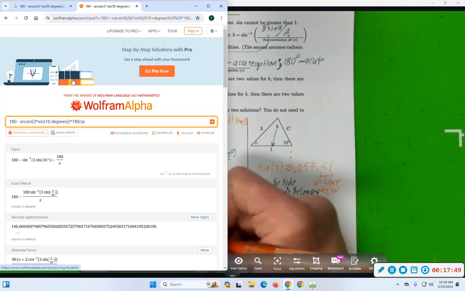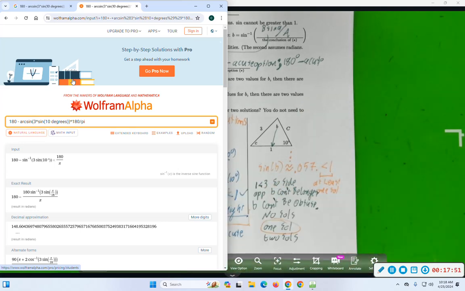But that wasn't the point of this exercise anyway. There are 2 solutions. Groovy. I'll give you a second to double check yours. Are you getting the same?